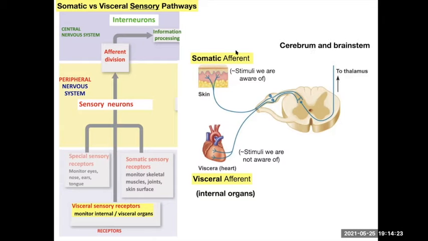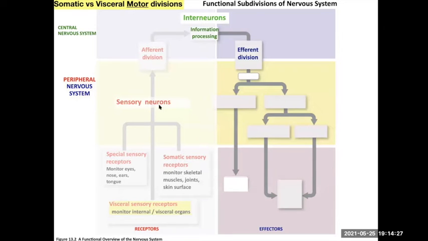Interoceptors, exteroceptors. For our motor division, somatic versus visceral, that was the afferent. We have the efferent division, and we're going to have motor neurons in the efferent division because they're going out. For somatic, we have somatic motor neurons controlling skeletal muscle. What do we have on this side?